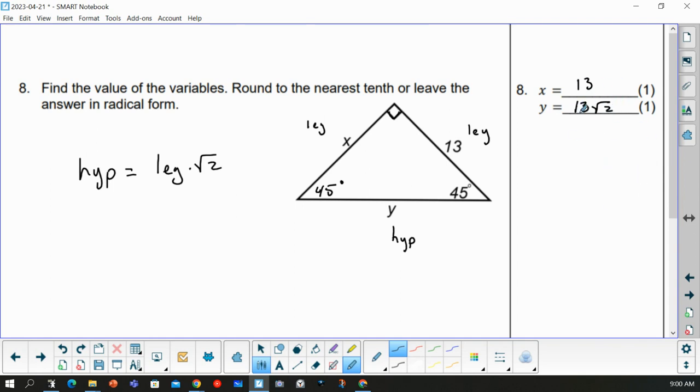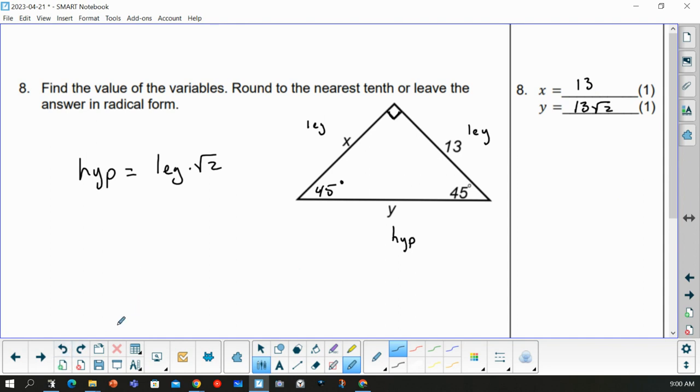Now, if you want to give me a decimal answer, I'm not going to take off points for that. If you want to leave it in this form, I'm totally fine with that. And that's awesome, right? So 13 and 13 root 2, or 13 and whatever that would be as a decimal if you wanted to plug it in to your calculator. But this is much easier. So no work to show for this one. It's just 13 and 13 root 2.